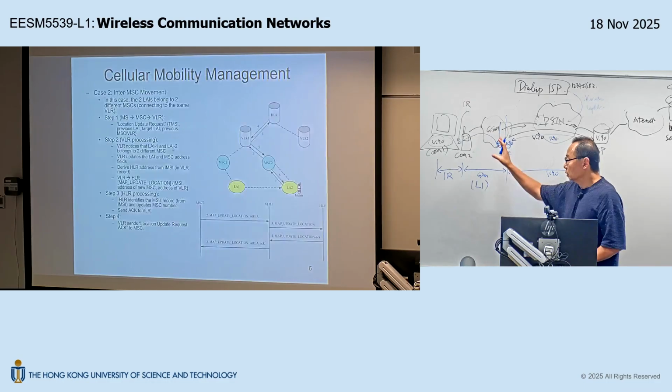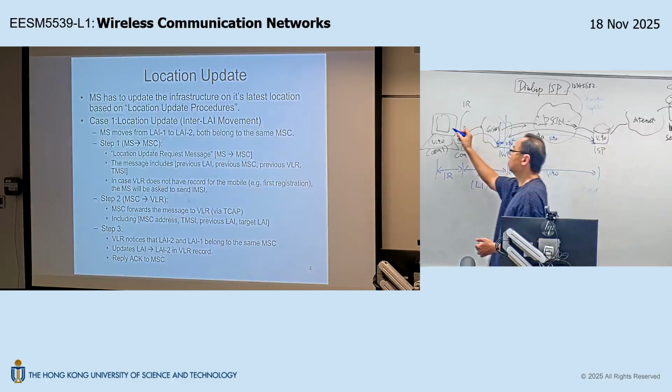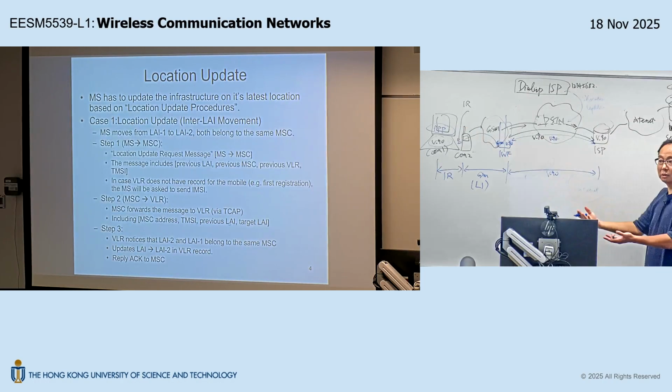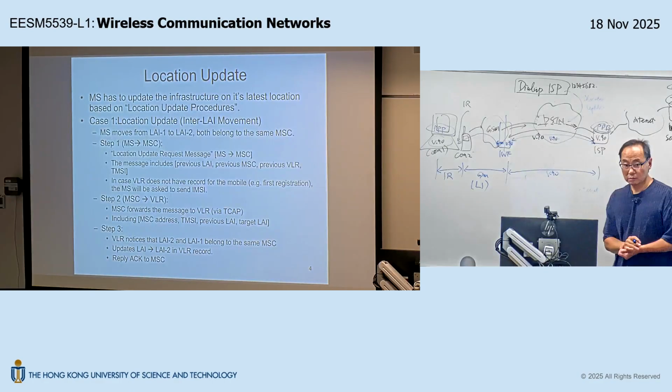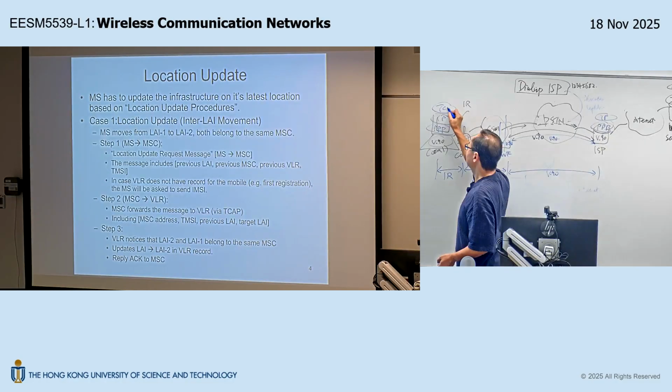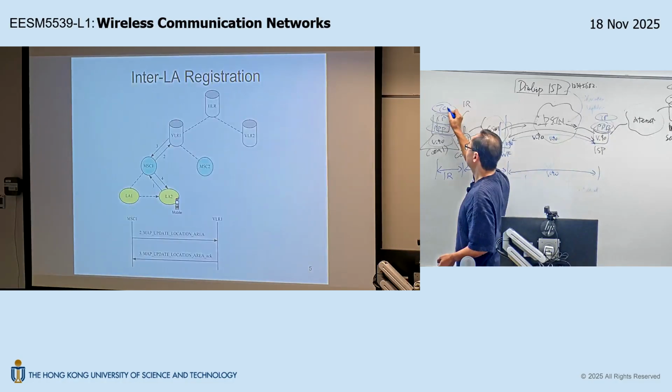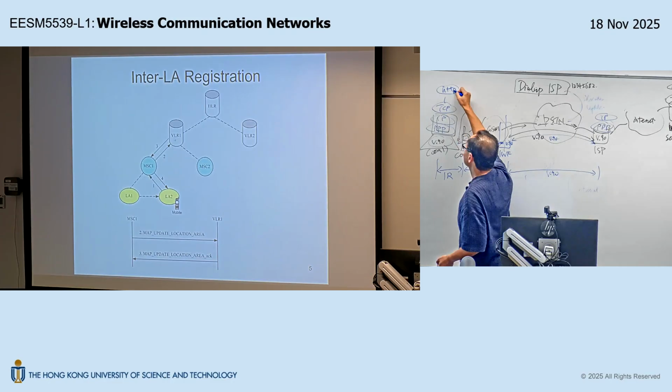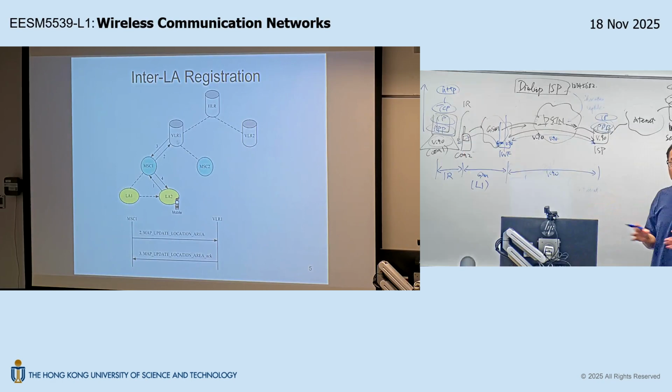And then the mobile switching center will also supply the MSC address, TMSI, previous LAI, and target LAI. Okay? Based on this information, the database will be able to update the record for this mobile. Basically, that means in step 2, the mobile record will be updated from LA1 to LA2. The other records remain unchanged.